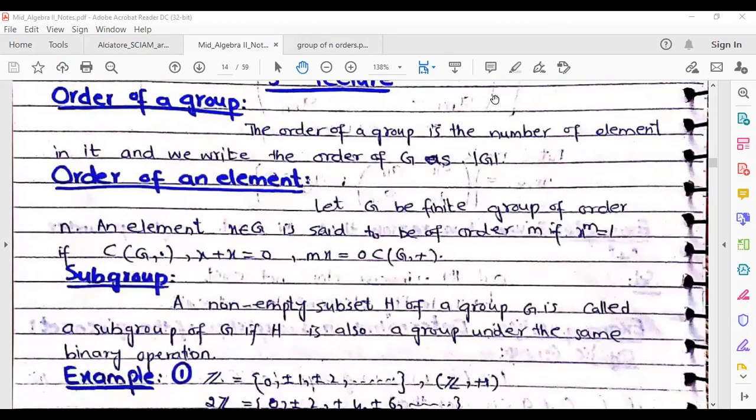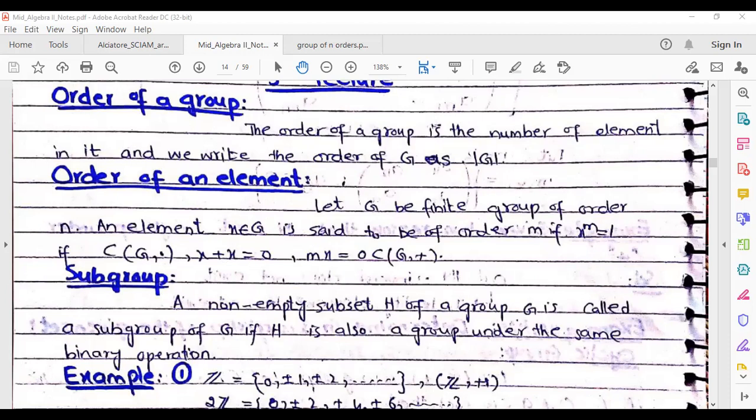Now we look at another important definition of group theory, which is the order of the group. Here we see two different terms, order of the group and order of an element. What is the order of a group? The order of a group is the number of elements in it, and we write it as order of G. It means the order of the group is the number of elements in the set.